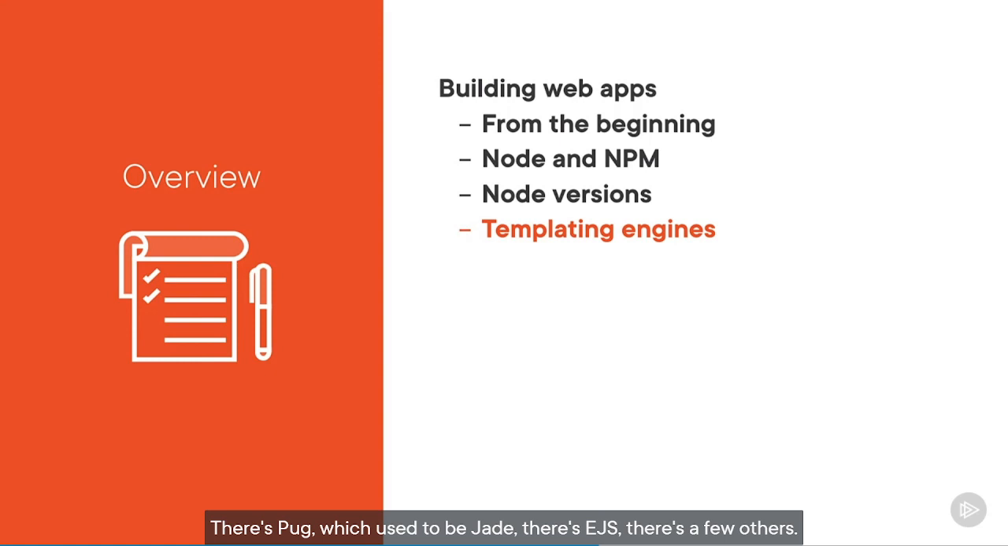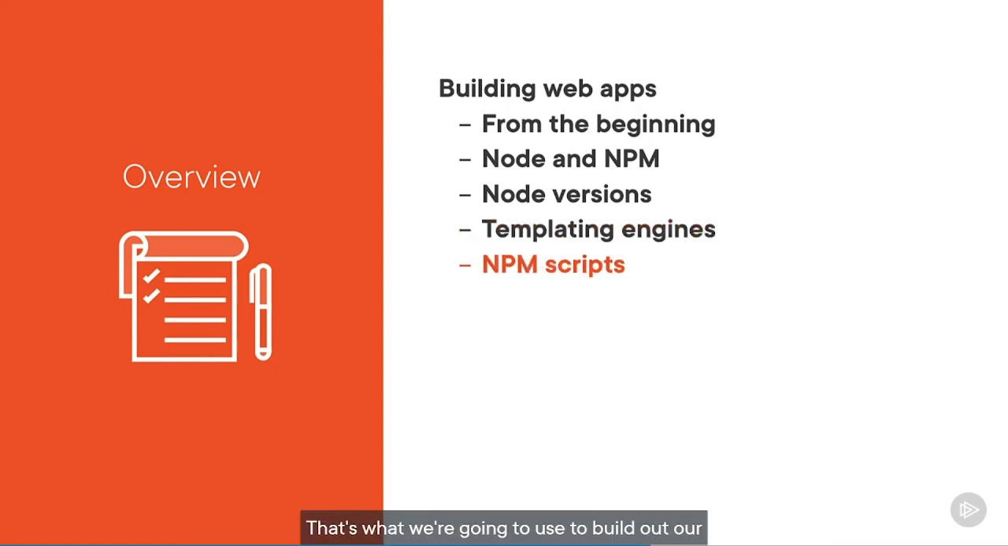There's Pug, which used to be Jade, there's EJS, there's a few others. I'll show you what they are and kind of how they fit into an application. We'll talk about automation with NPM scripts. That's what we're going to use to build out our processes around our application. A website's never just one page, right?